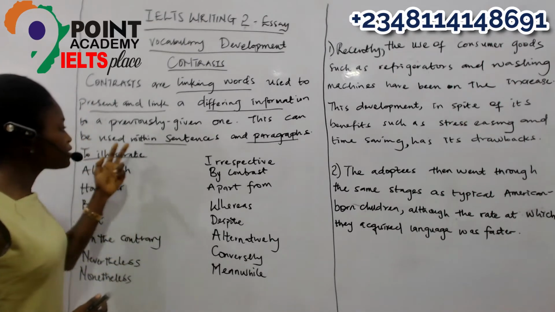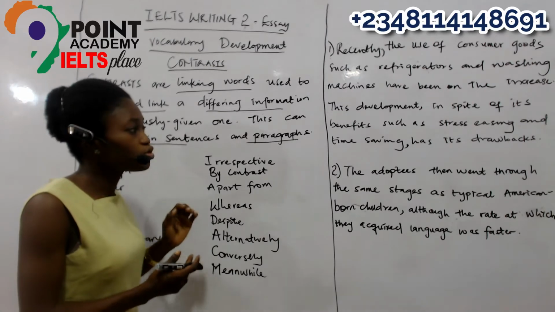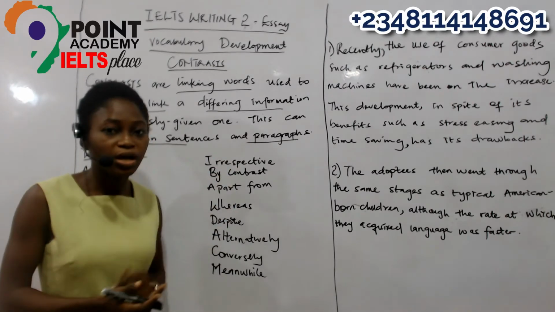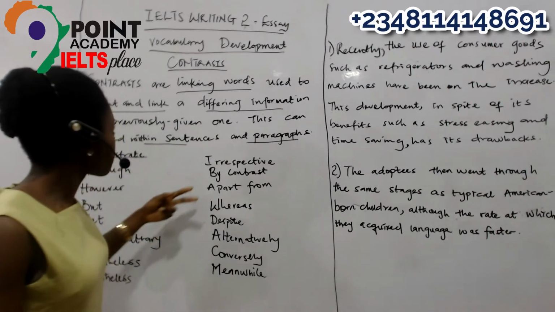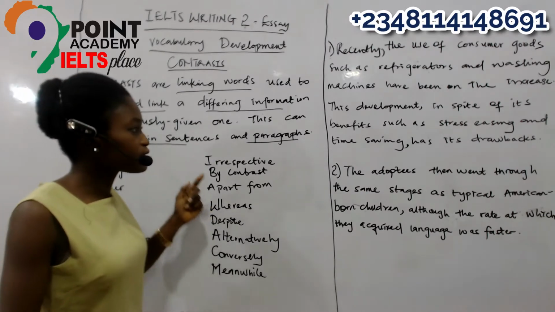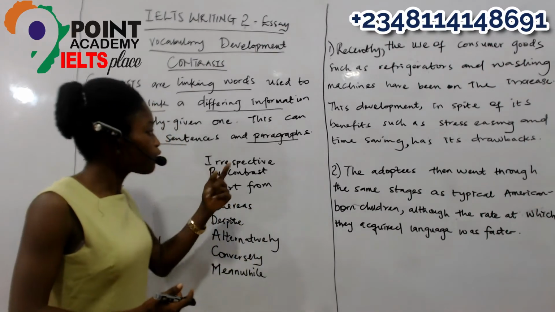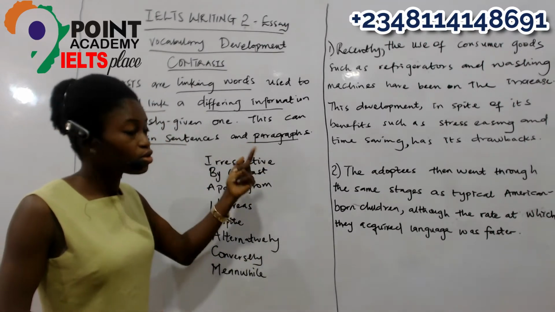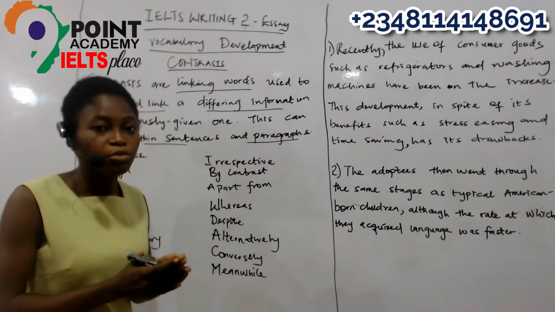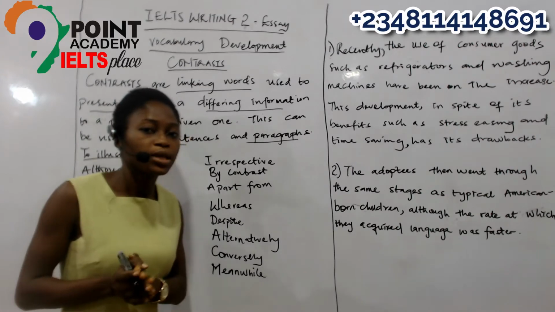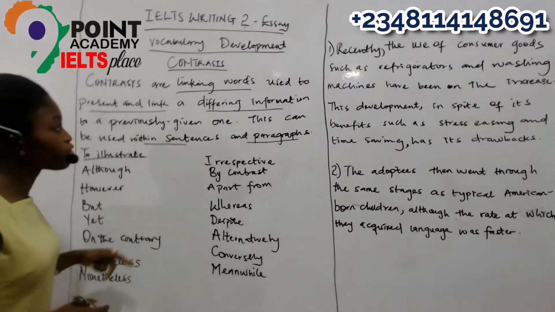Now within sentences and paragraphs, within sentences you can use your contrast as well as starting a paragraph, but you need to know that when you're using these contrasts within sentences, you would have to use a comma before and after it. But if you're using it to start your sentence or you're using it to start the paragraph, you need to use a comma before you complete the rest of the sentence. Now these are examples of contrast.